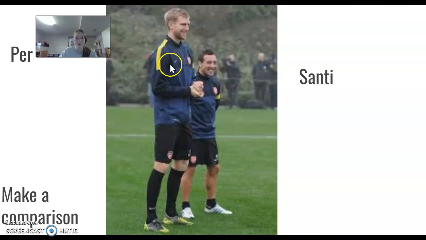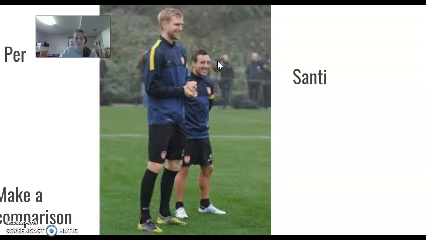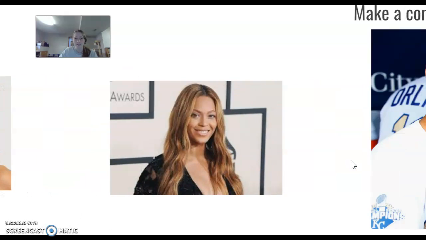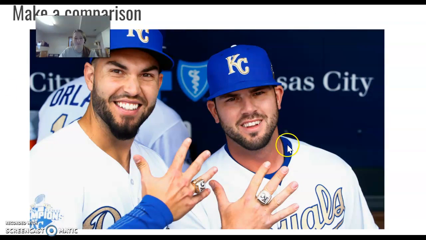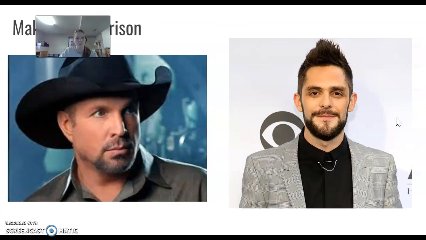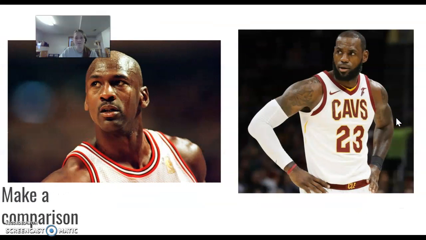I have Per Mertesacker, that's his name right here, and Santi Cazorla. These are former soccer players, and I just like this picture. It makes me laugh because he's so much taller than Santi is. I have Ariana Grande and Beyonce. I've got Eric Hosmer and Mike Moustakas, former Royals players. Morgan Freeman, Sean Connery. Brooks, Thomas Rhett. And Michael Jordan and LeBron, and I think there's a couple others.